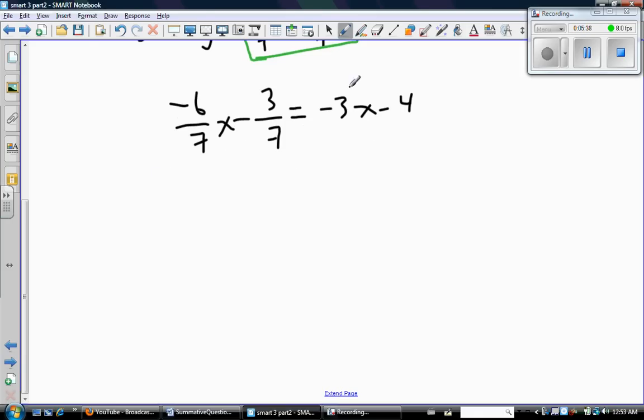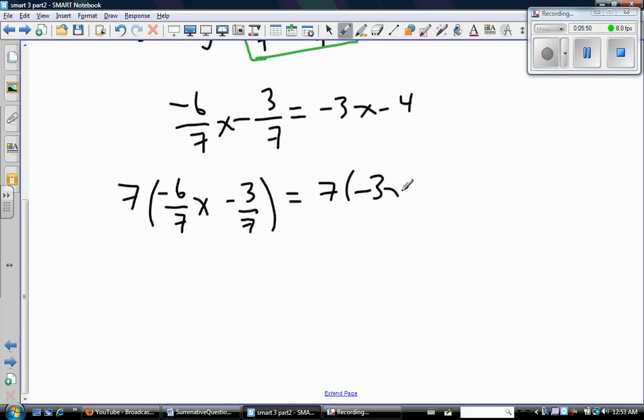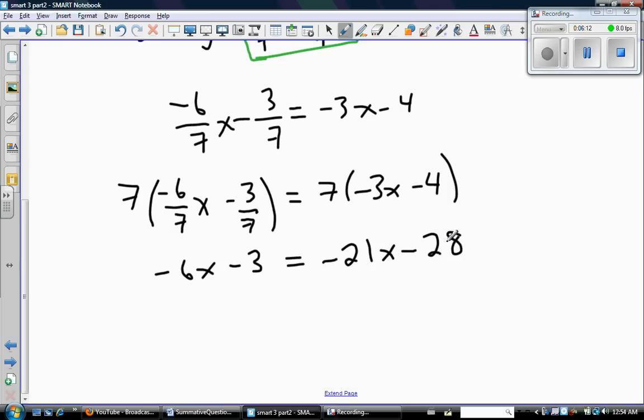There's lots of different methods you could use. I'm going to multiply everything by 7. So I'm going to multiply the left side by 7, which is nice because it'll get rid of those fractions. And therefore I have to multiply the right side by 7. So again, on the left, when I multiply by 7, all that happens is the 7 in the denominator goes away because multiply by 7 and divide by 7 cancel each other out. Here, multiplying by 7, nothing gets canceled, so I actually have to do this math. 7 times negative 3 and 7 times negative 4.